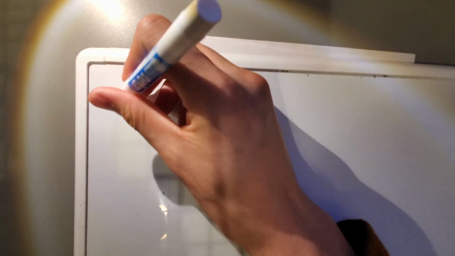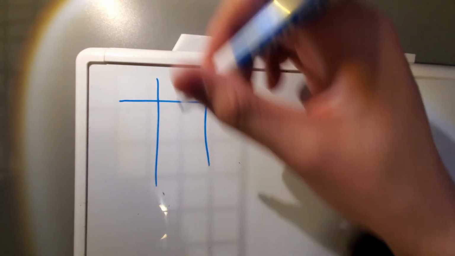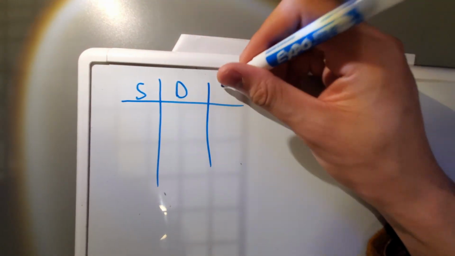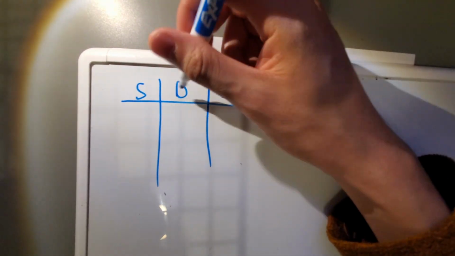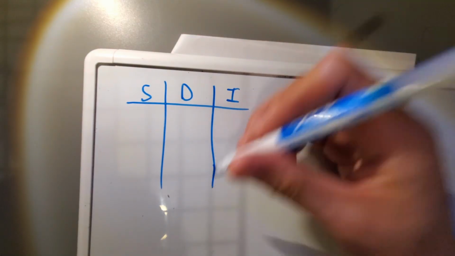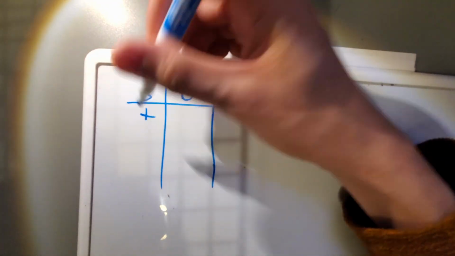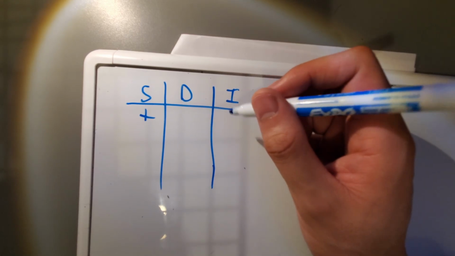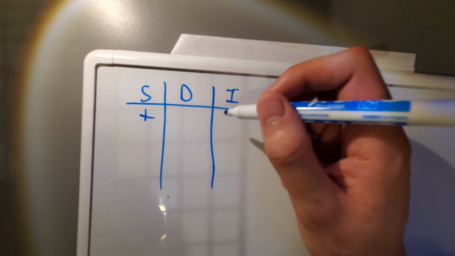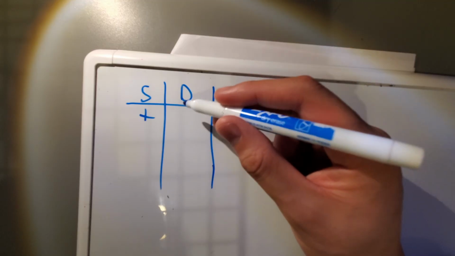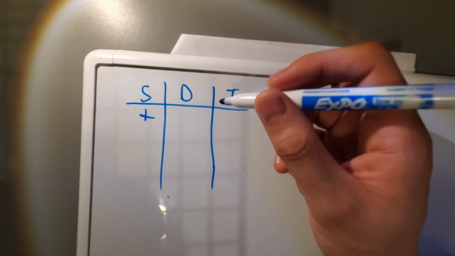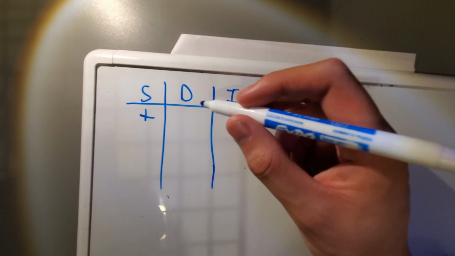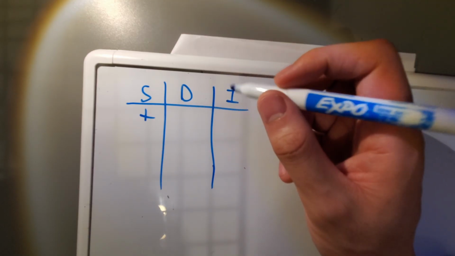With 3 columns, you'll have signs, derivatives, and integrals. So S for sign, D for derivative, I for integral. And you're going to start with a plus. For the derivative and integral columns, the process of picking what part you're going to put into each of these columns is the same process as when you're picking a u and a dv when you're doing integration by parts normally.